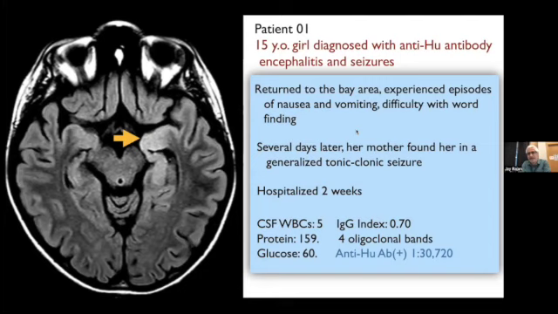This is a case that they saw at UCSF of a 15-year-old girl who was diagnosed with anti-Q antibody encephalitis and seizures. She had come back to the Bay Area and was experiencing episodes of nausea and vomiting and difficulty with word finding. A few days later, her mom found her having a generalized seizure. She was hospitalized for 2 weeks, and had a little bit of a pleocytosis, an elevated protein in her CSF, and a markedly elevated anti-Q antibody titer.